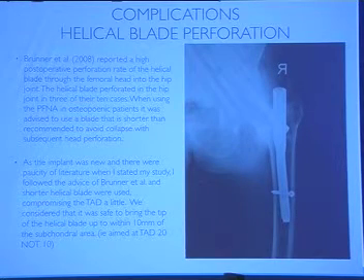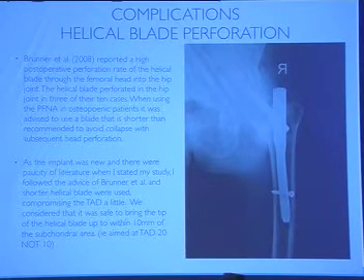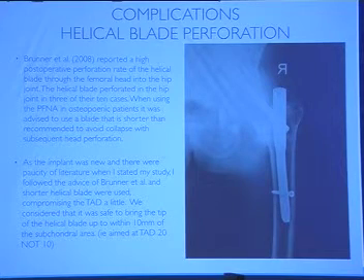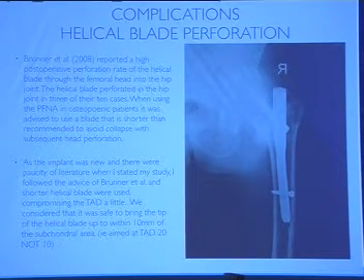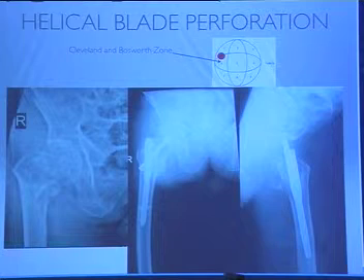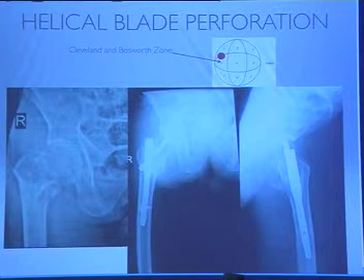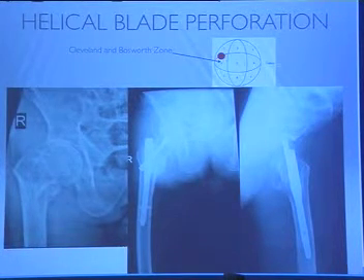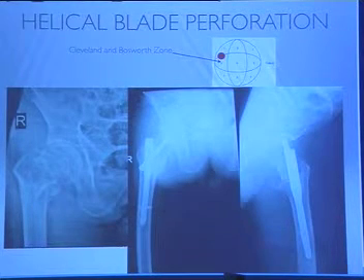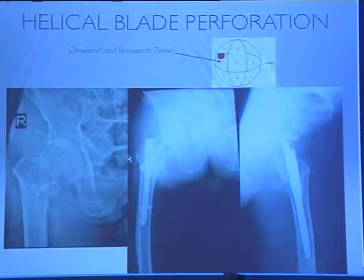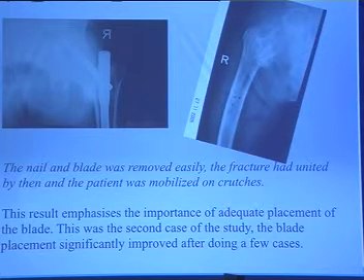Complications. Burner in 2008 reported a high post-operative perforation rate of the helical blade, which we also noted in one of our cases. This is the case in which the helical blade perforated, unlike a screw which cuts out. This is a new complication which was seen in PFNA2. This blade actually perforated inside without cutting out the head.